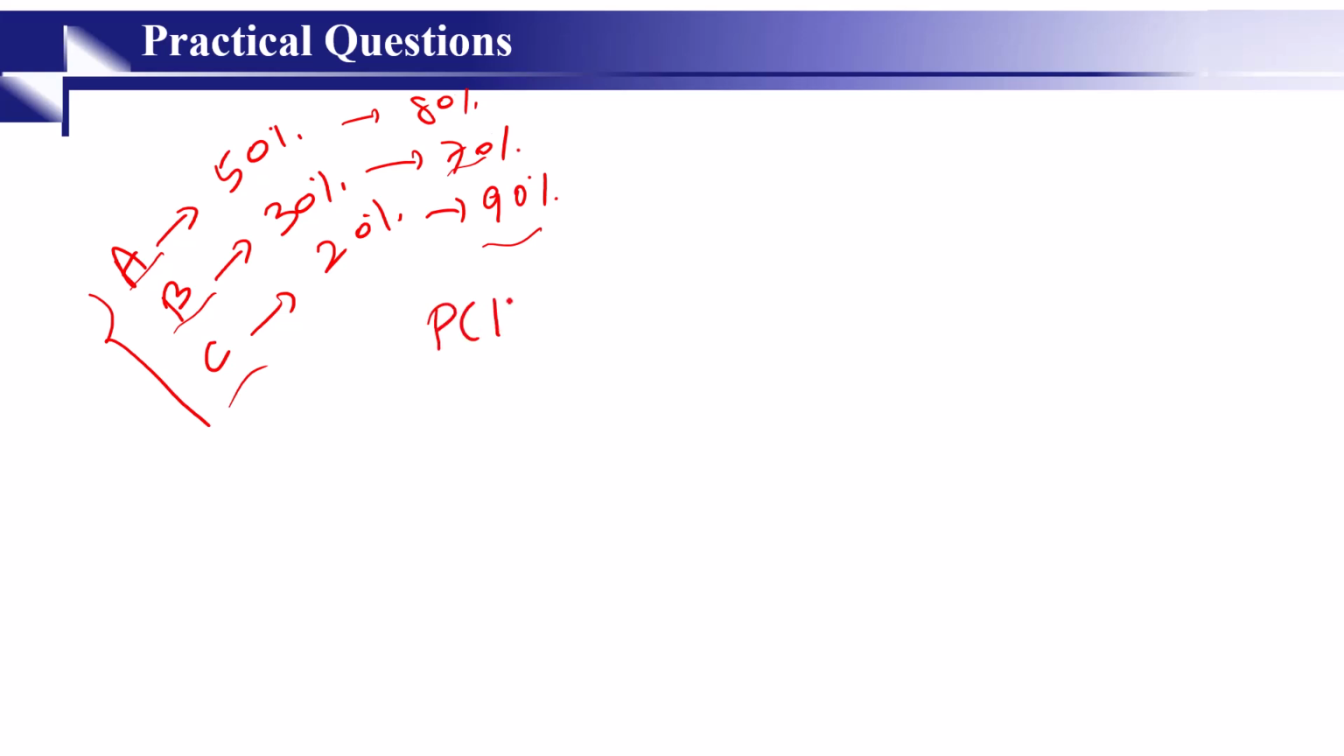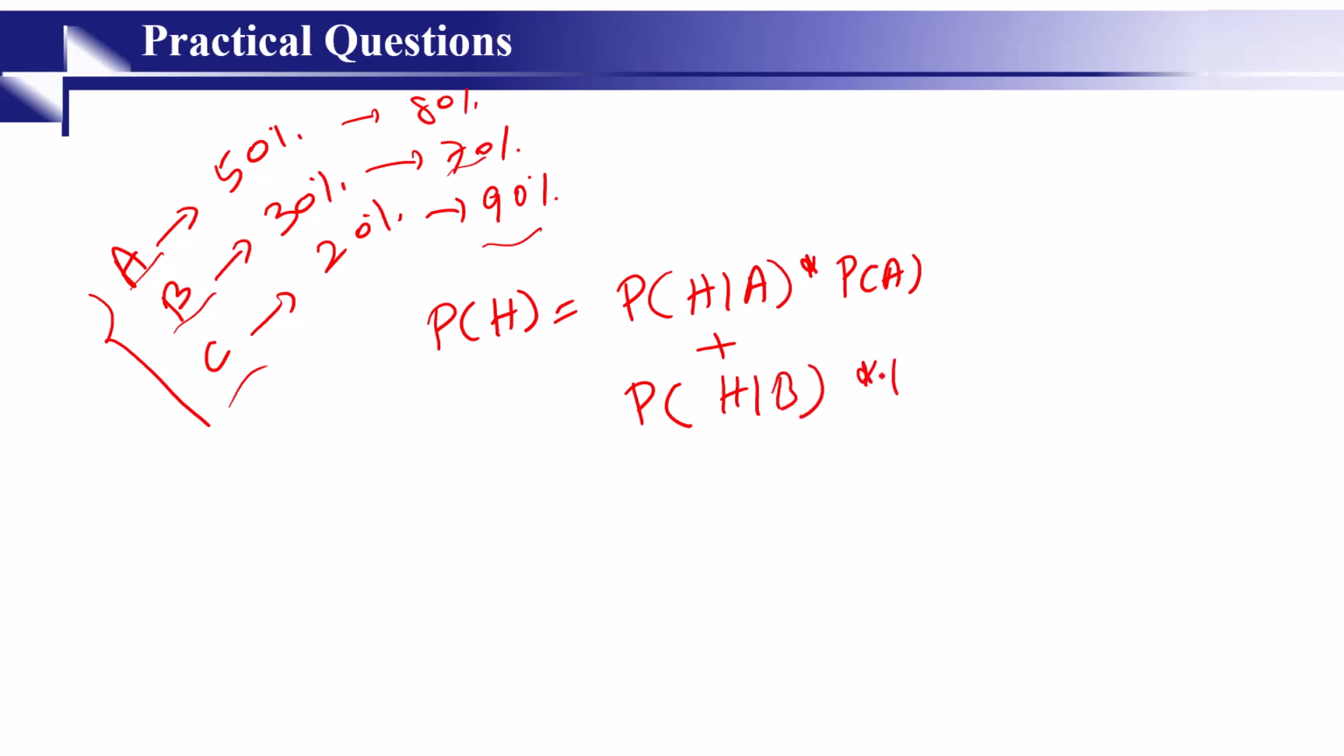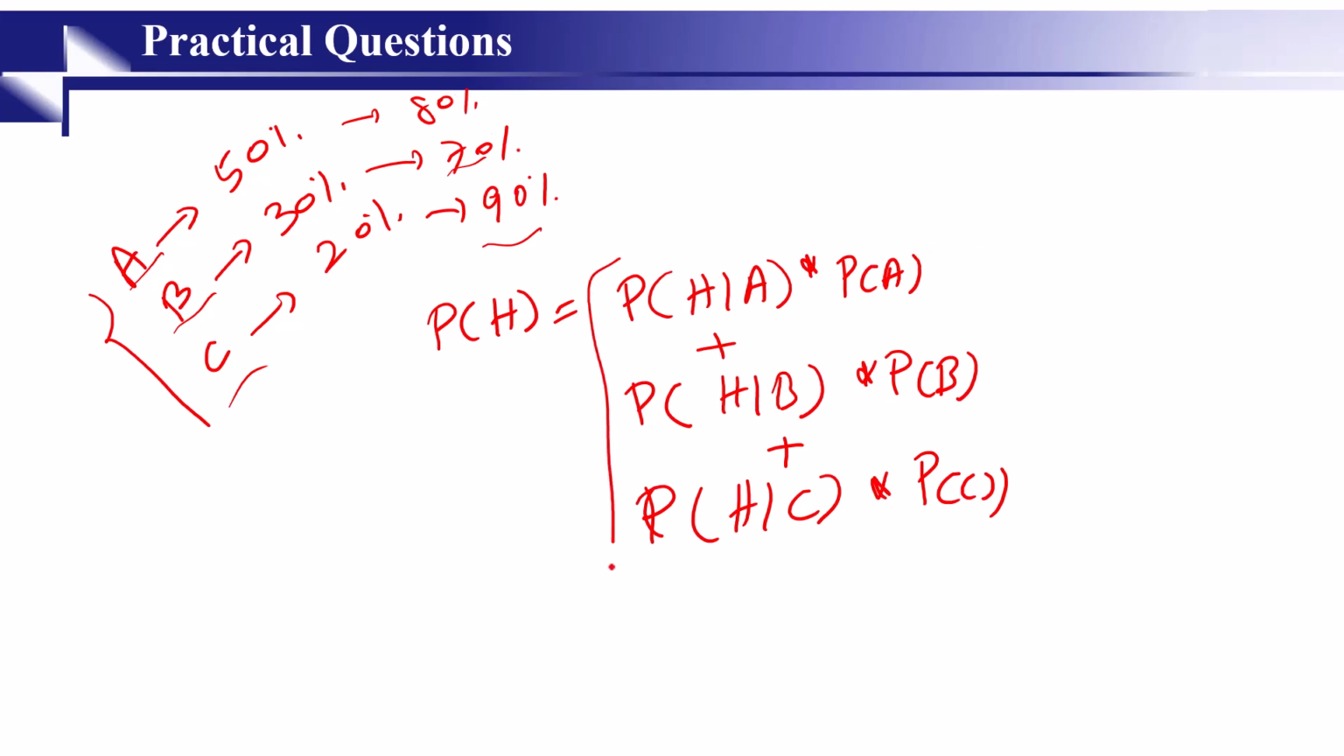We say probability of H is equal to probability of H given A multiply probability of A, plus probability of H, it means finishing homework on time, given B multiply probability of B, plus probability of H given C multiply probability of C, right? So probability of A is what? 50%.